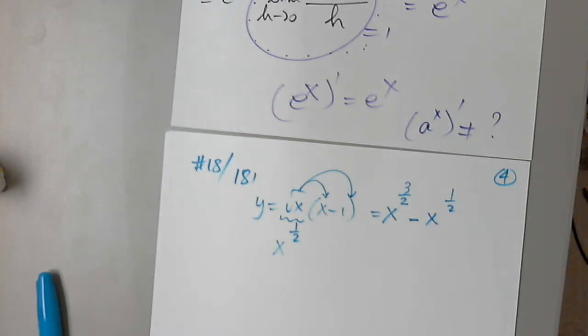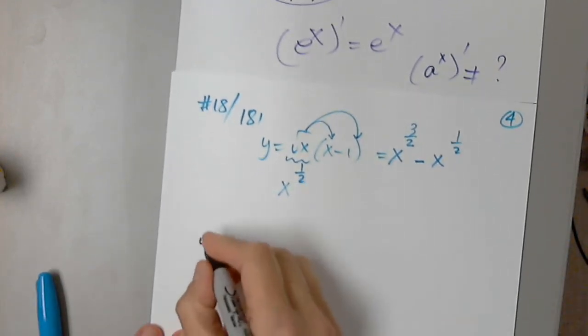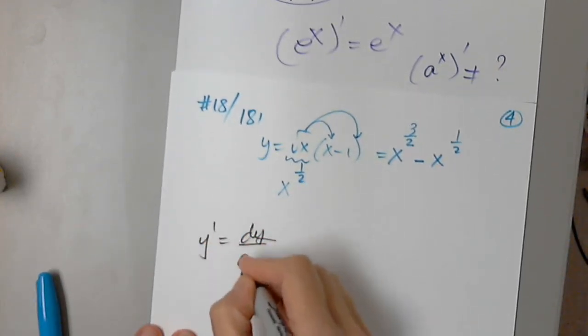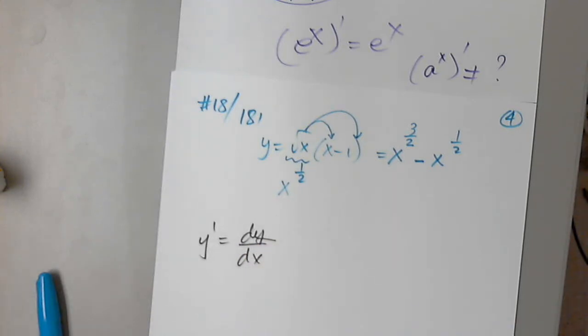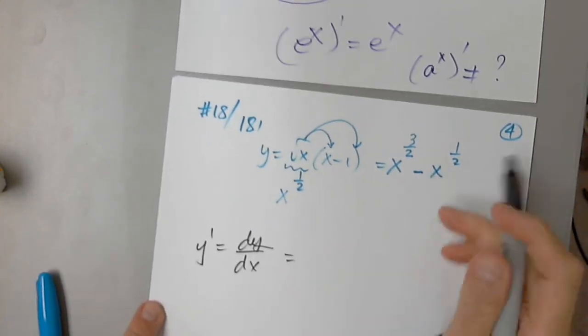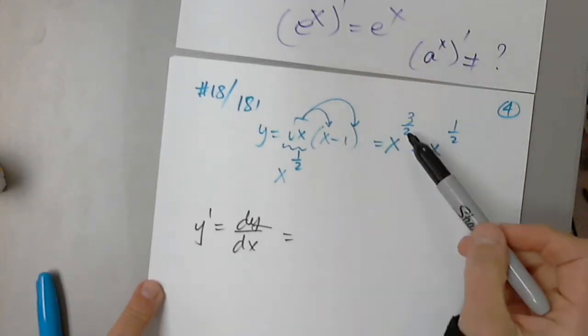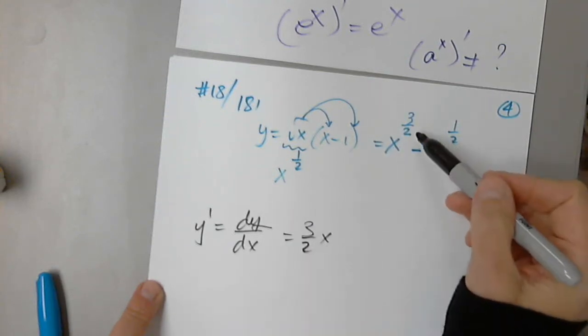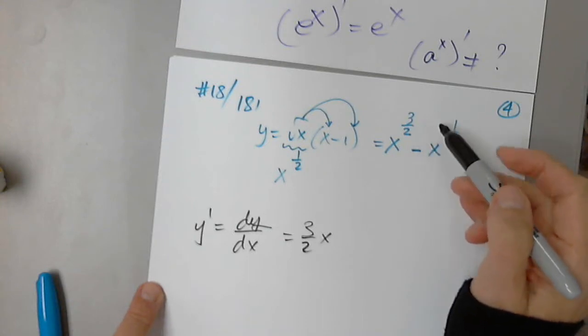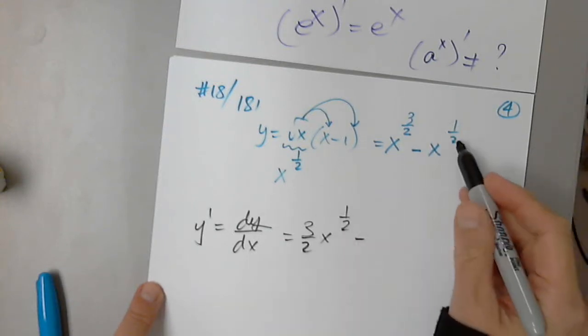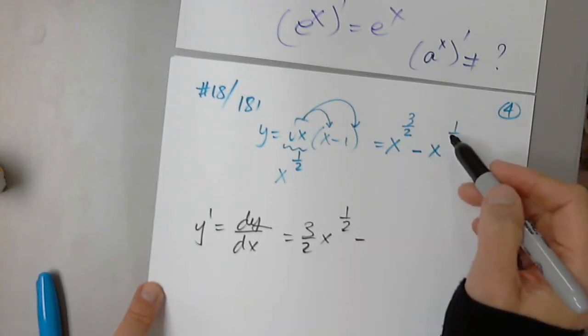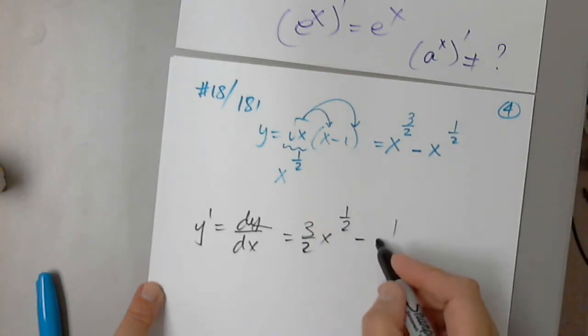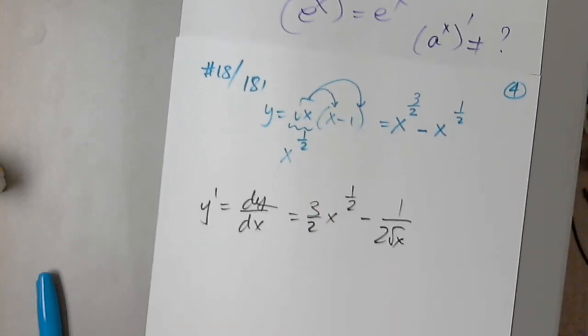So now I know how to differentiate this. So y prime can also be denoted by dy over dx, the derivative of y with respect to x. And I will apply the power rule twice. I will bring down 3/2 and subtract 1 from the power. 3/2 minus 1 is 1/2, minus... And I know what this means, right? It's the square root of x, so it's 1 over 2 times the square root of x.